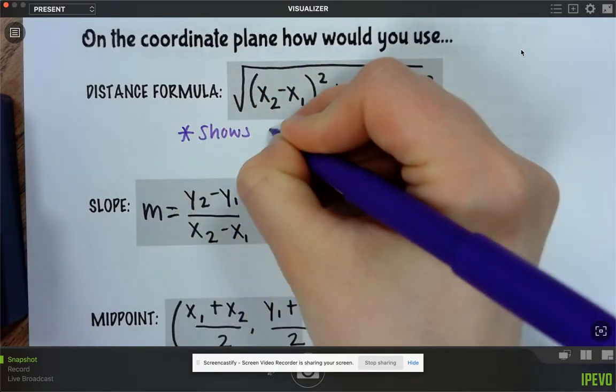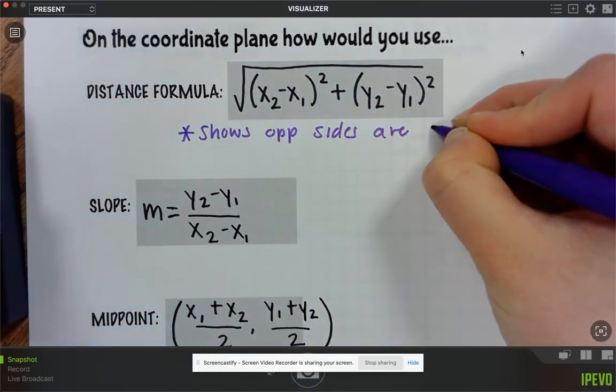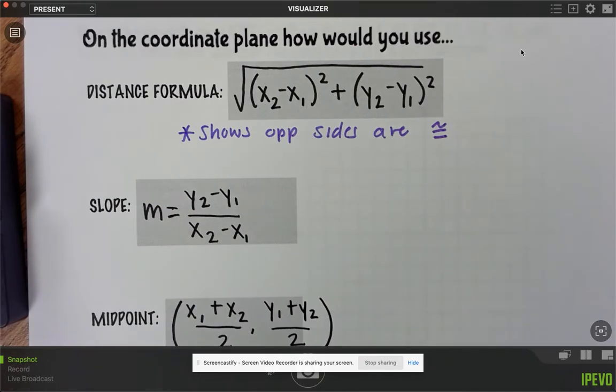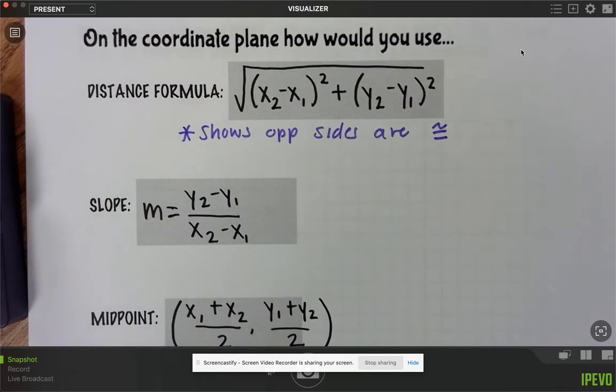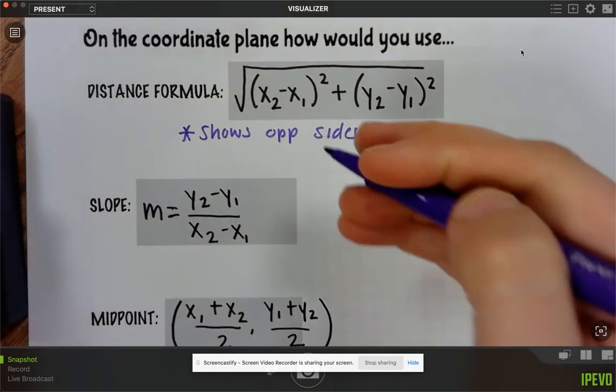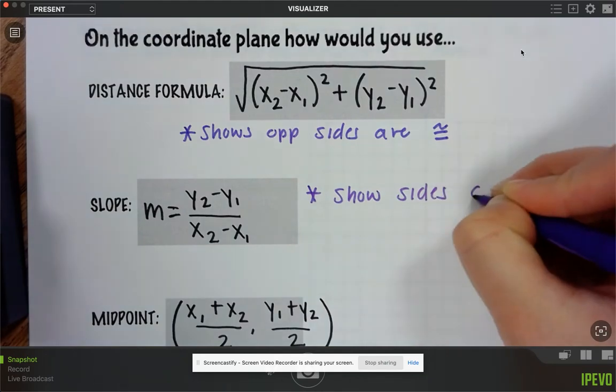So I'm probably just going to put that in that little box. Shows opposite sides are congruent. So that's why you would use the distance formula. It would help you show that opposite sides are congruent. What would slope help us show? So think of your properties. Which property would it help us show? Well, it would help us show that sides are parallel, right? Because that's what slope is. It's telling you how steep a line is. So if we have the same steepness, we would know that our lines are parallel. So this would show sides are parallel.